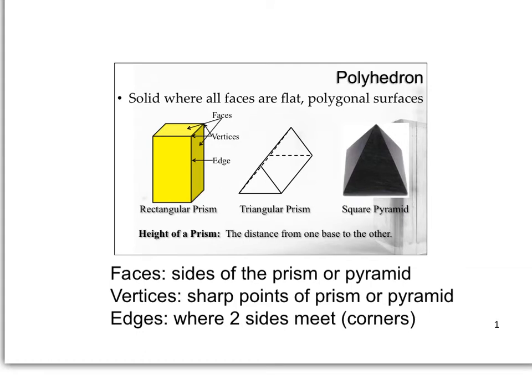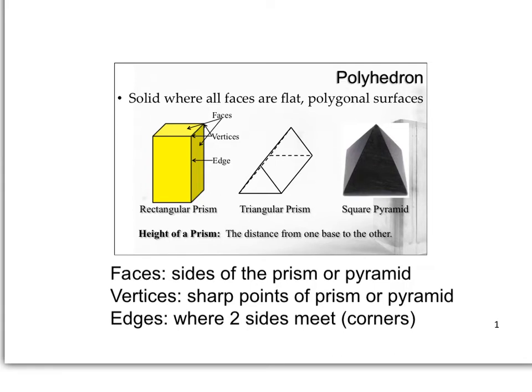A polyhedron is what we call a surface, or a solid, where all faces are flat, polygonal surfaces. So all faces are a triangle, a rectangle, a square, trapezoid, could be a pentagon, a hexagon, any kind of shape that we use, any type of polygonal shape.